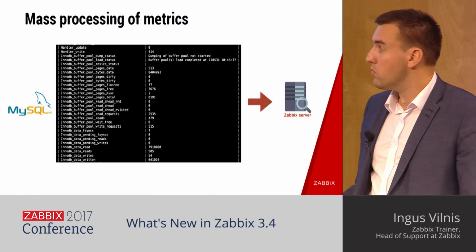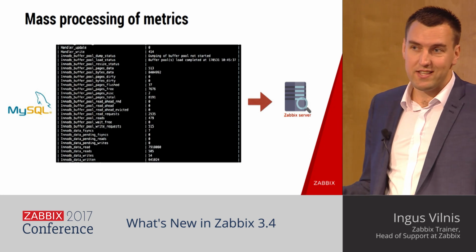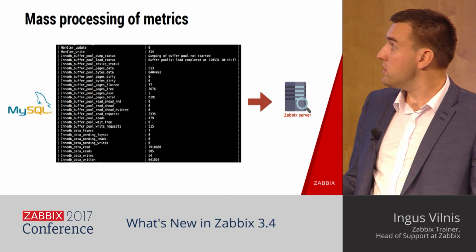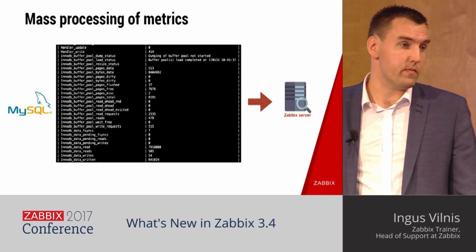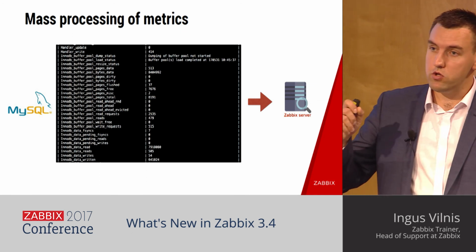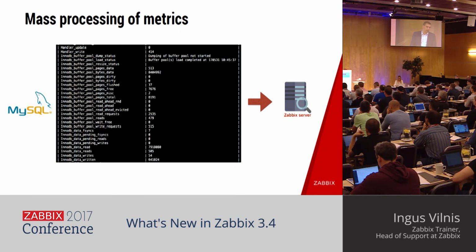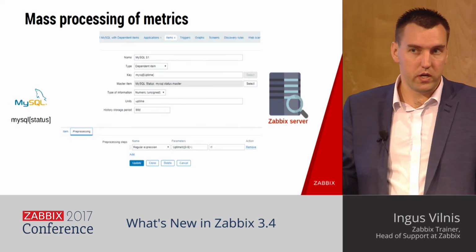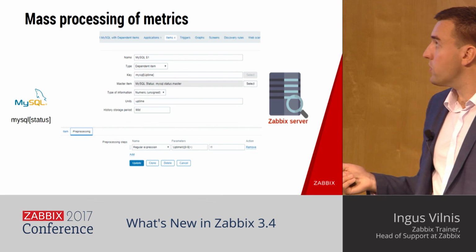So now what you can do is configure an item of whichever type which gets this output. This is show global status from MySQL. It gets it all. You store it as a text item and send it to the Zabbix server. Not necessarily do you need to keep the history of all of this, but then you use a new item type called dependent item.